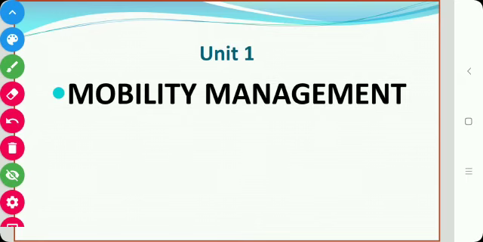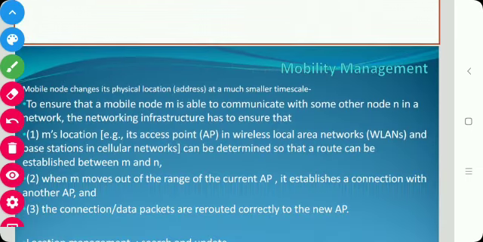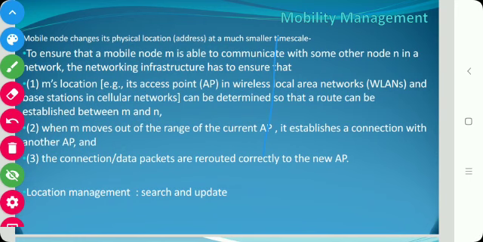So when the mobile nodes are moving from one place to another, in mobility management, to ensure that a mobile node M is able to communicate with some other node N in a network, the networking infrastructure has to ensure that M's location, which may be an access point in a wireless local area network or a base station in a cellular network, can be determined so that a route can be established between M and N.